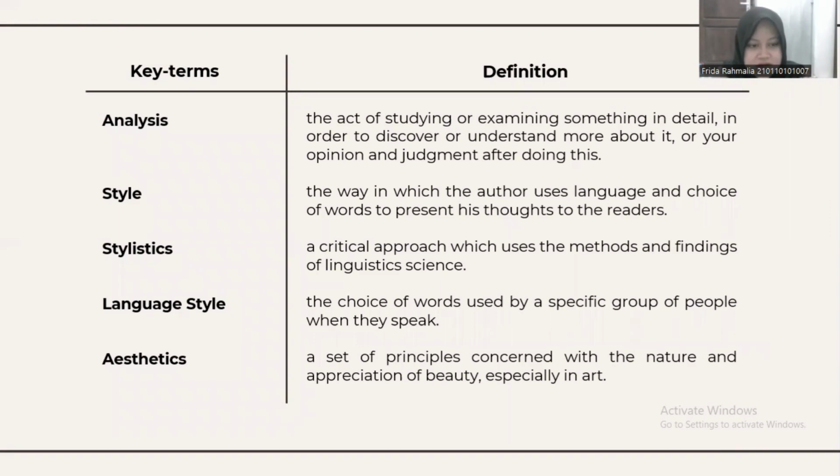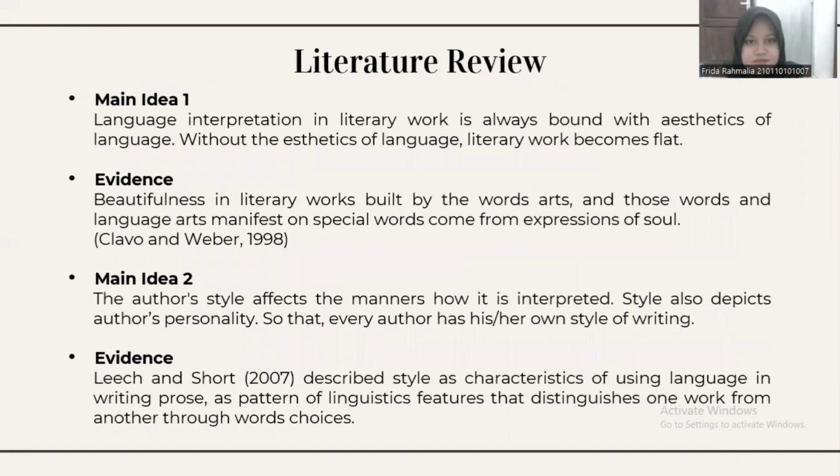And then there is language style. Language style is the choice of words used by a specific group of people when they speak. And aesthetics itself is a set of principles concerned with the nature and appreciation of beauty, especially in art. And then there are some literature that is used in this research article.